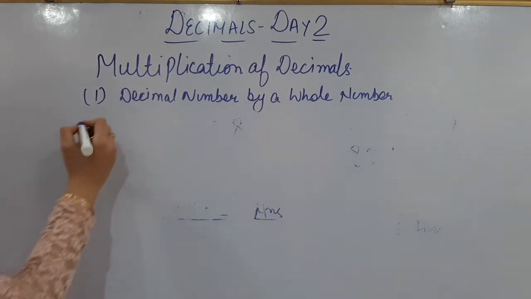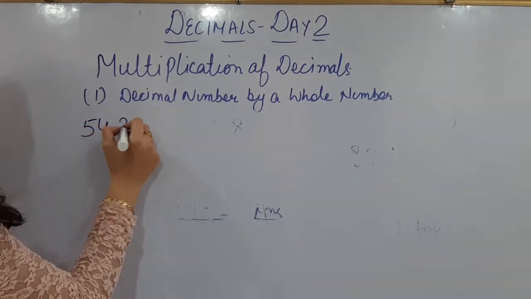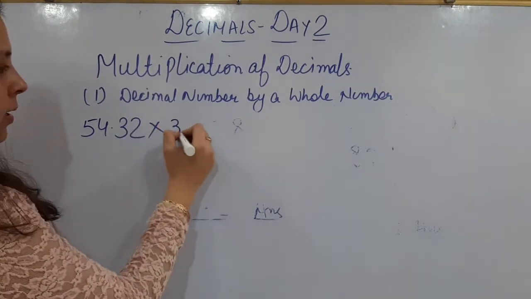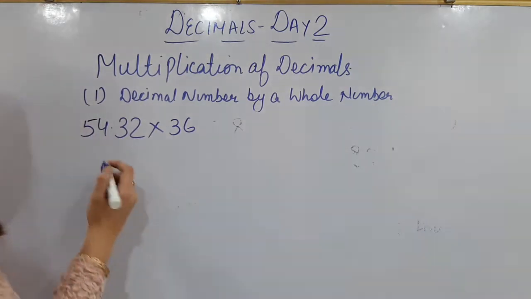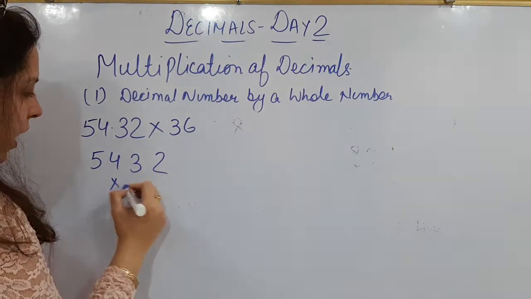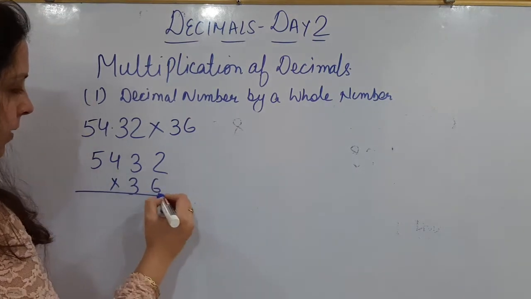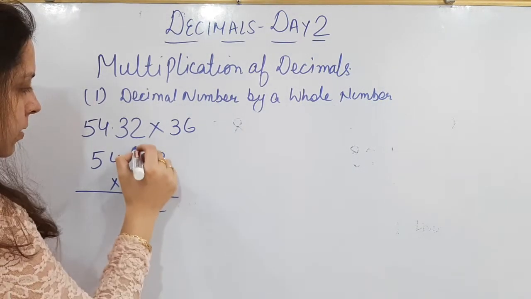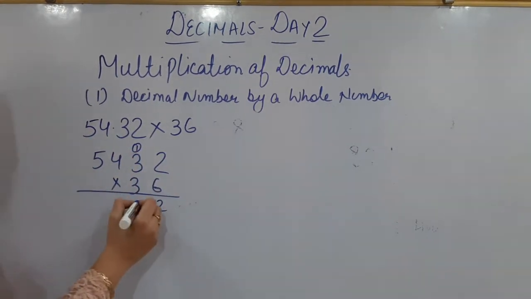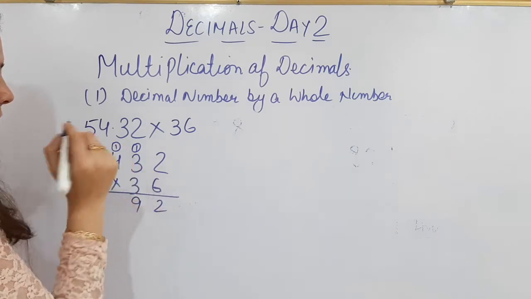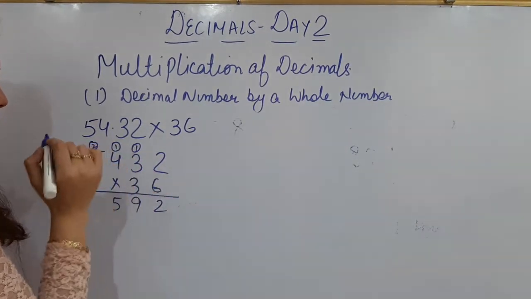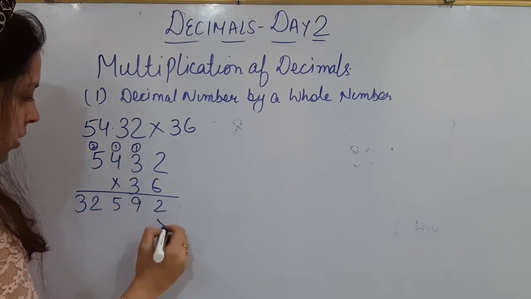So it is 54.32 and you have to multiply it by 36. See, 5432 and you have to multiply it by 36. Now see, 6 times 2 is 12. 6 times 3 is 18 and 18 plus 1 is 19. Now 6 times 4 is 24. 24 plus 1 is 25. 6 times 5 is 30 and plus 2 is 32.